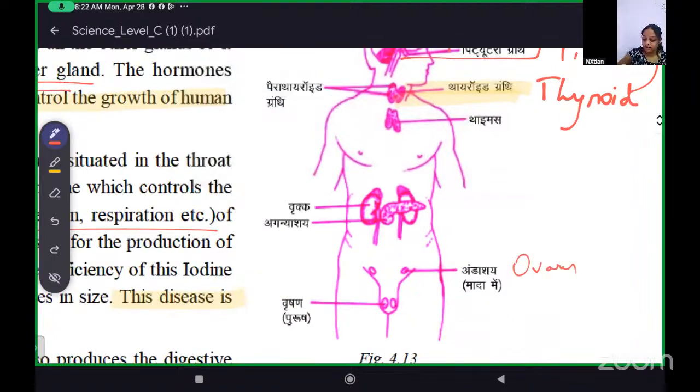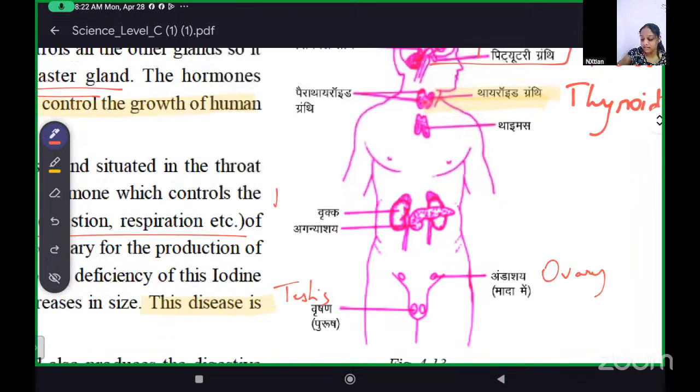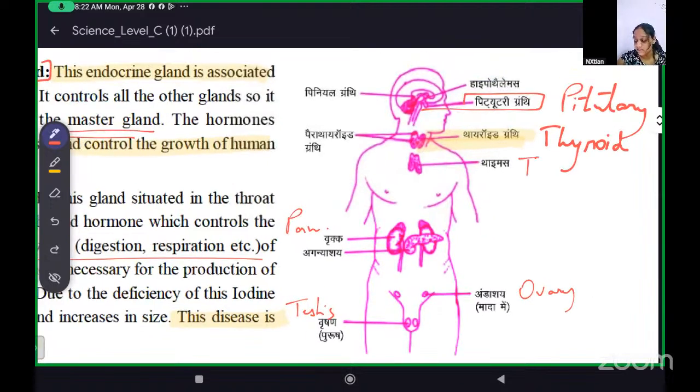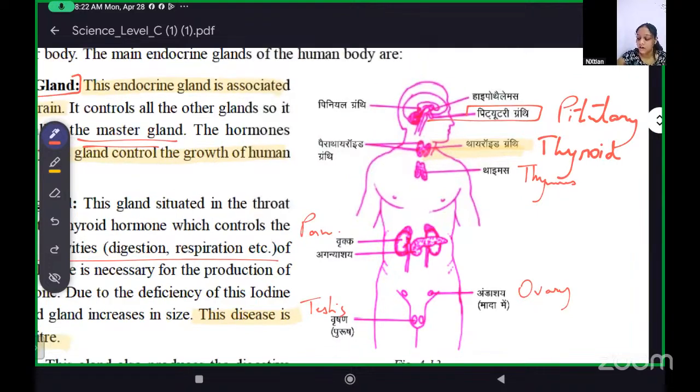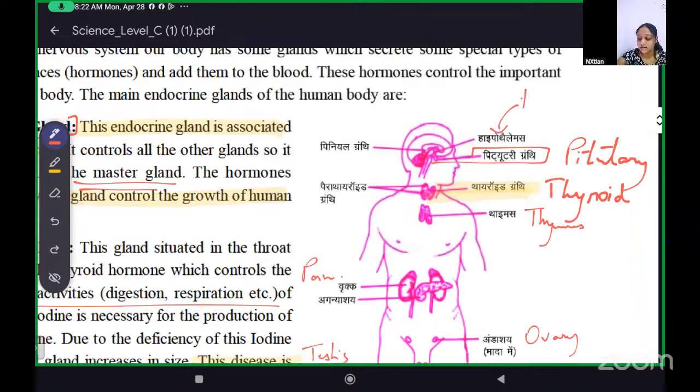Now, this is where the ovaries are located in females, and this is where the testis is located in males. This is the pancreas. This is the thymus. Then other glands are also there. This is known as the hypothalamus.